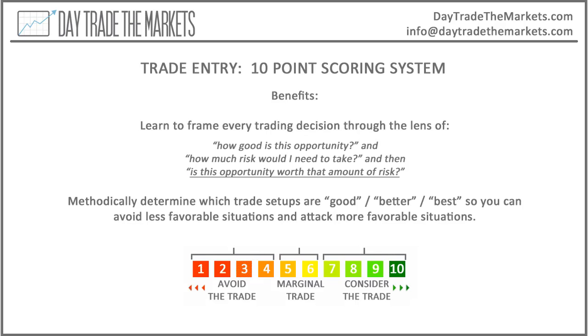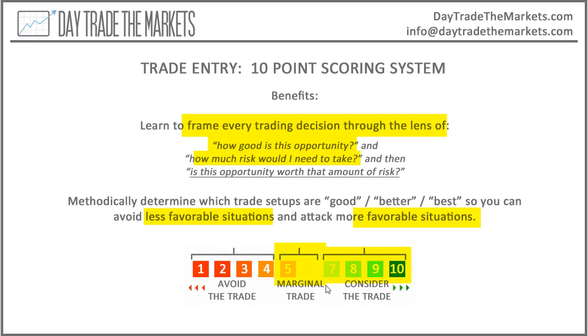But the key point that I want you to remember is that this is not some holy grail again. It's a methodology that's helping you determine less favorable situations versus more favorable situations. And more importantly than that, it's helping you frame every decision through this lens. This is the true skill of trading. How good is the opportunity? That's our now score and our big picture score. And then how much risk would I need to take advantage of this opportunity? Does it make sense to do that? And if it does, we're going to get a pretty high score. If it's a little bit more marginal, it'll be in here. And if it's something we probably ought to avoid, it'll be down in that area.